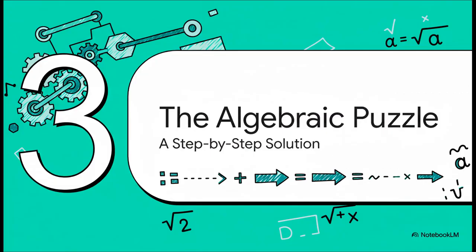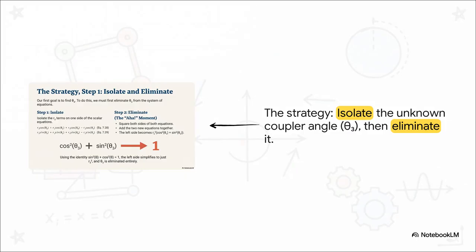And that brings us to the main event, solving the algebraic puzzle. This is the core of it all. Let's walk through the derivation step by step. Okay, so our first strategic move is to solve for theta 4. But to do that, we have got to get that annoying theta 3 out of the picture. And the strategy here is beautiful.